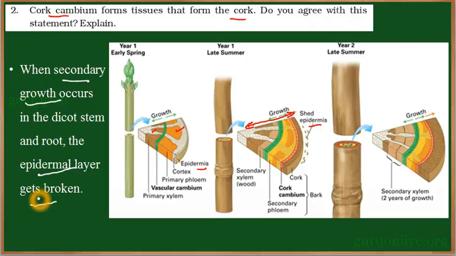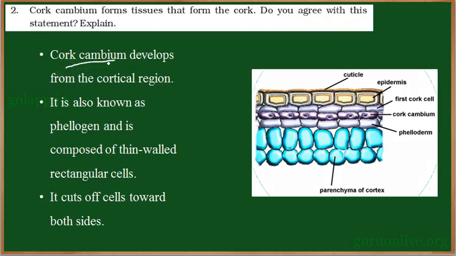Now if these epidermal cells are not replaced, the newly added cells will be exposed to the external environment, and they can get damaged or be infected with microbes. So this becomes dangerous to the plant. There is a need to replace the lost epidermis, and this is done by the cork cambium. So the cork cambium is present in the cortex region.